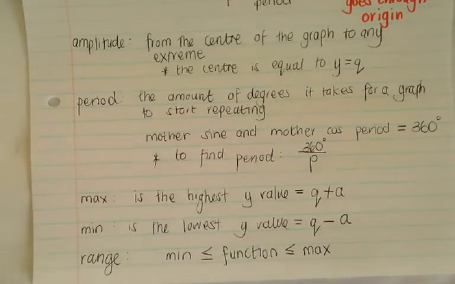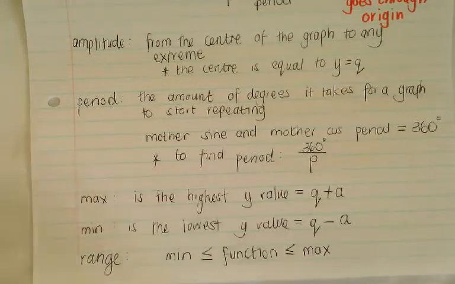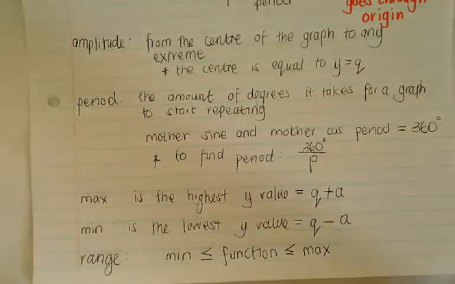So for these kinds of questions, what is the amplitude, what is the period, what is the minimum, what is the maximum, what is the range, we don't actually need to see this on a graph. If we have the equation, we can answer all 5 of those questions. And that is what we're going to start with. So I'm going to give you something.